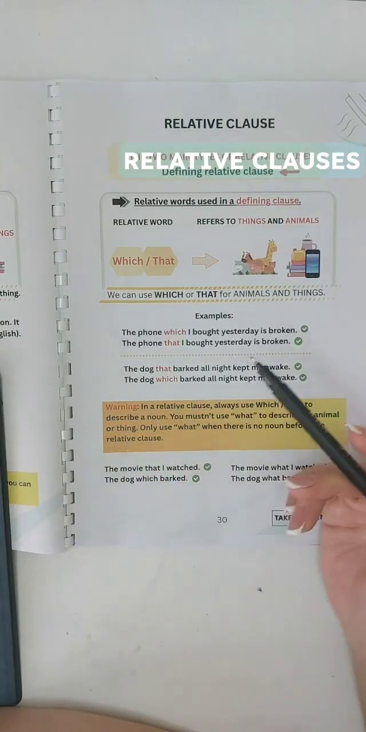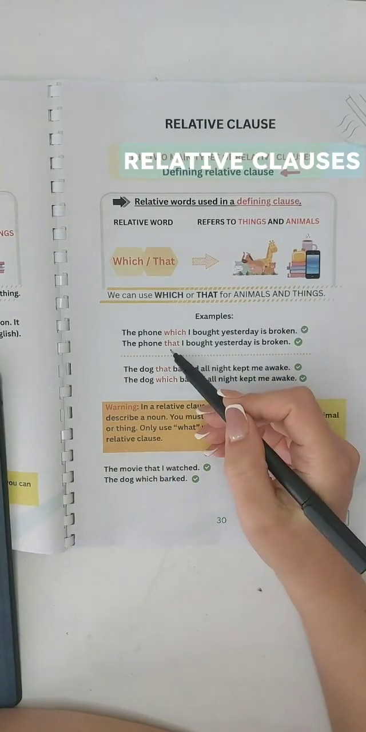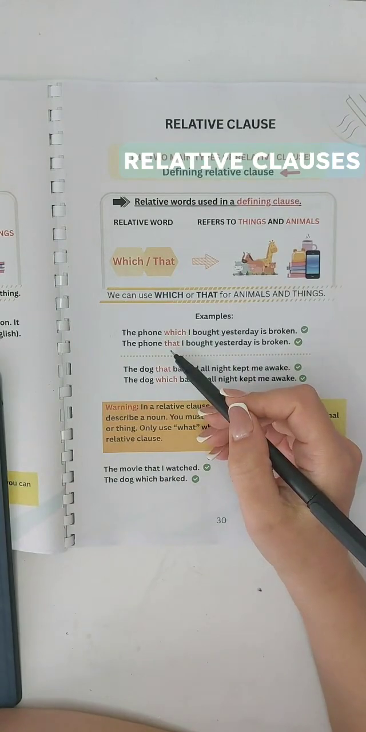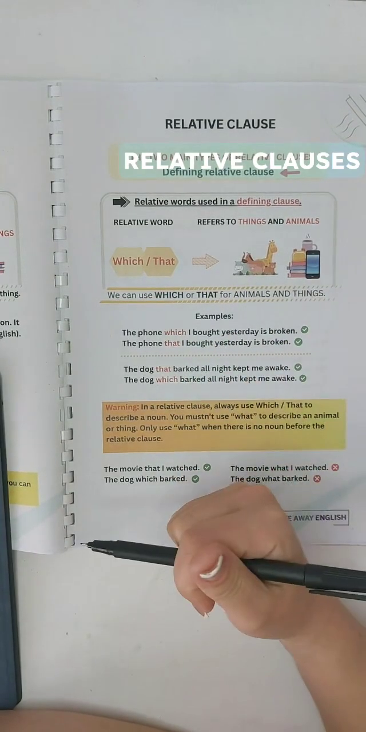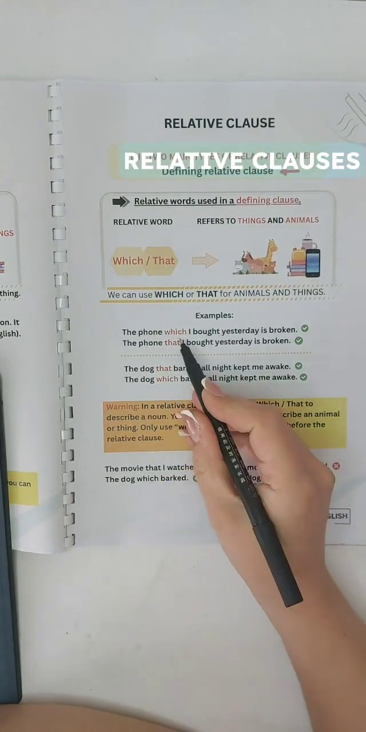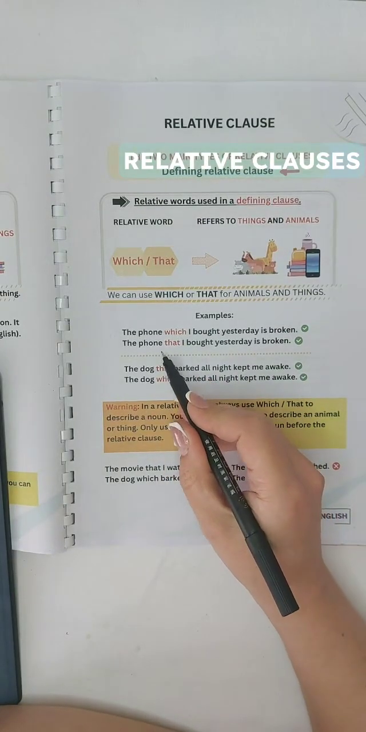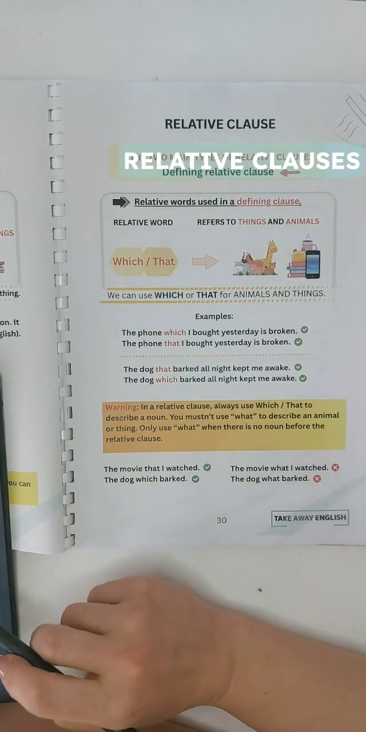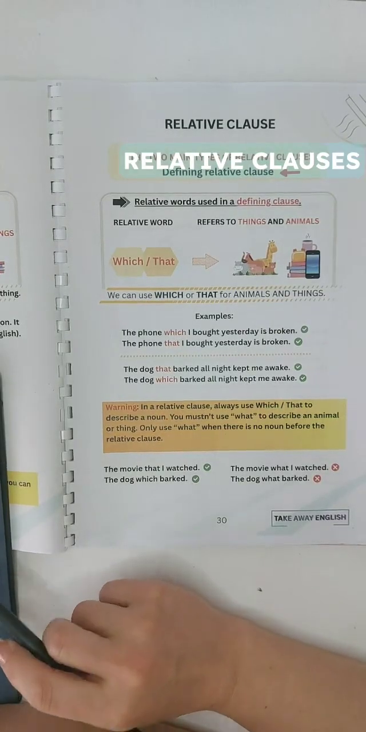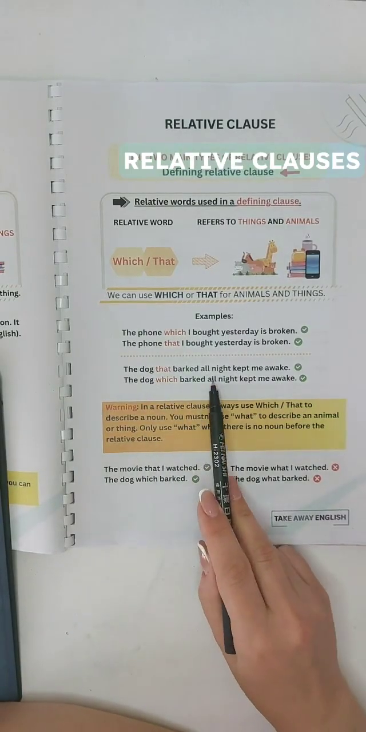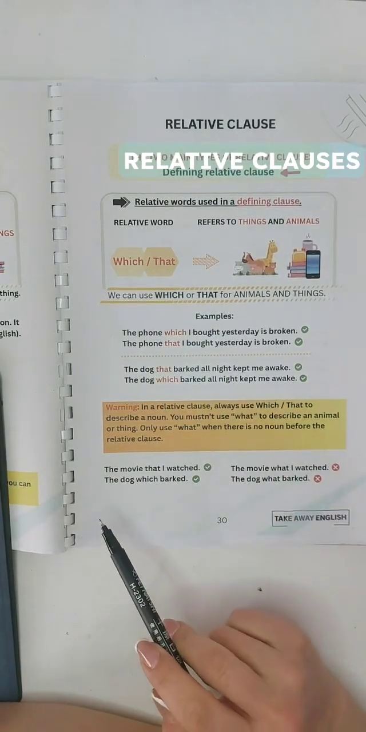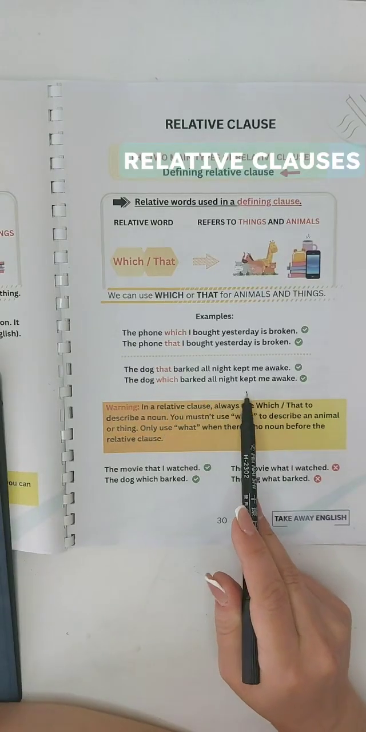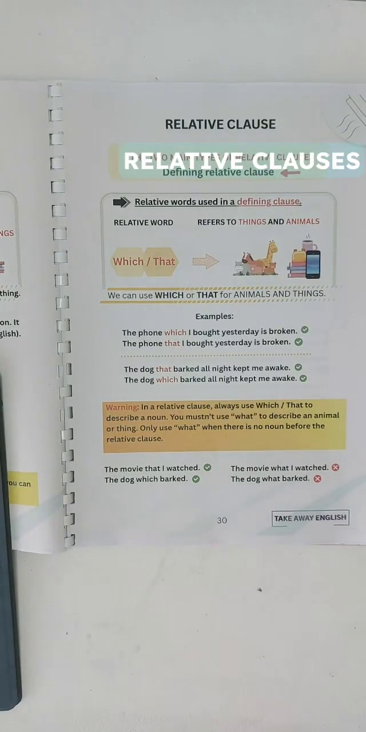However, in British English or in English in general, we use which as well as that. They are both correct, okay? The dog that barked all night kept me awake, or the dog which barked all night kept me awake. They are all perfectly correct.